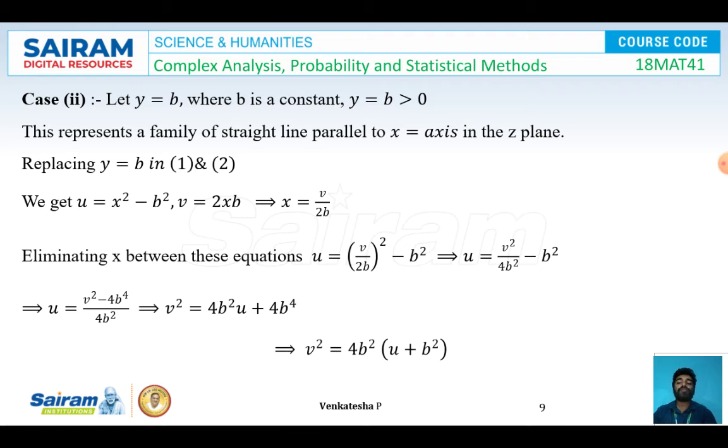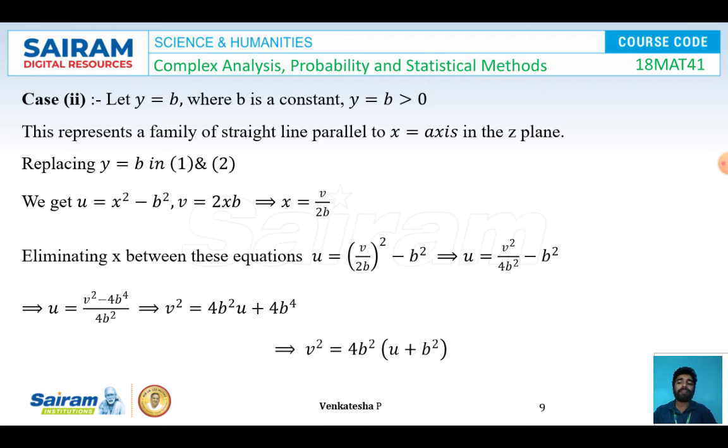For that, I am changing v is equal to 2xb in terms of x. That is, I got the equation x is equal to v by 2b by taking 2b to the LHS. Now I am going to replace this x is equal to v by 2b in the equation u is equal to x square minus b square to eliminate x. So I got the equation of the form u is equal to (v by 2b) whole square minus b square. It implies u is equal to v square by 4b square minus b square.